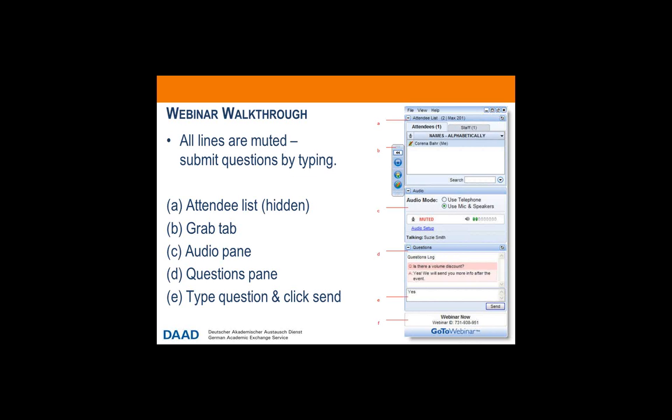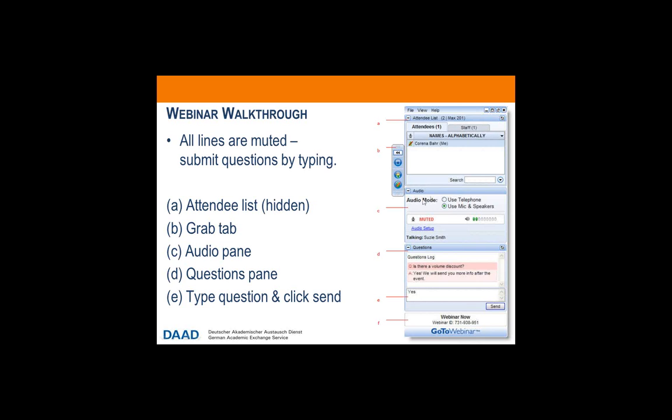For those of you that have not participated in one of our webinars before, this slide just shows you the control panel that you should also see on the side of your screen. This is how you communicate with us and participate in the webinar. The attendees list we have hidden because it's a long list and it can be distracting. The grab tab, letter B right here, allows you to minimize and maximize the size of your control panel. So if it's taking up too much of your screen, you can just click on these arrows and that will minimize the size of your control panel.